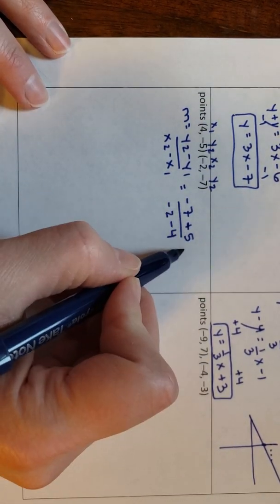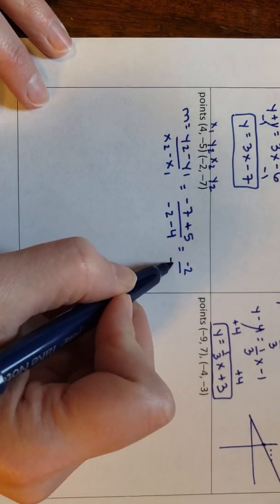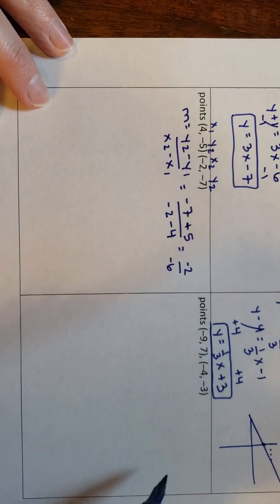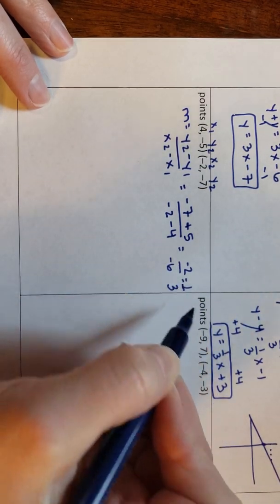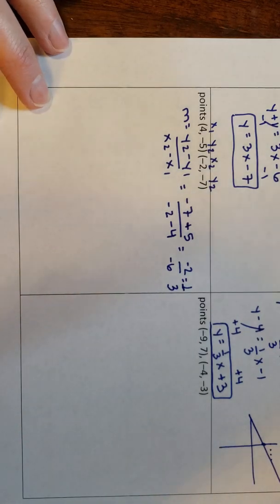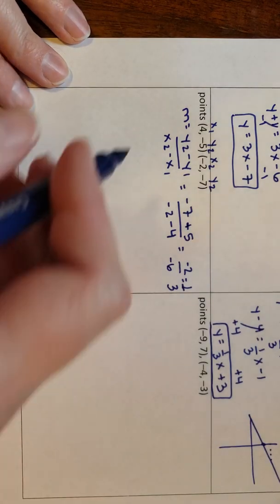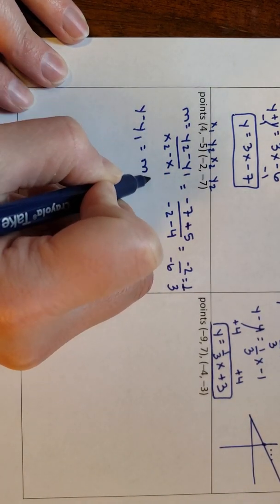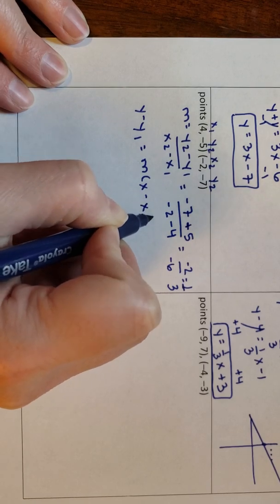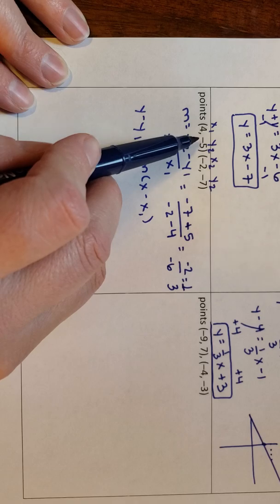And so negative 7 and 5 is negative 2. Negative 2 minus 4 is negative 6. Negative over a negative is a positive. 2 6ths is 1/3. So I just squeeze that in there. So here I have a slope of 1/3. So go back to our equation. Y minus y1 equals m(x minus x1). Now we have our slope and y1.